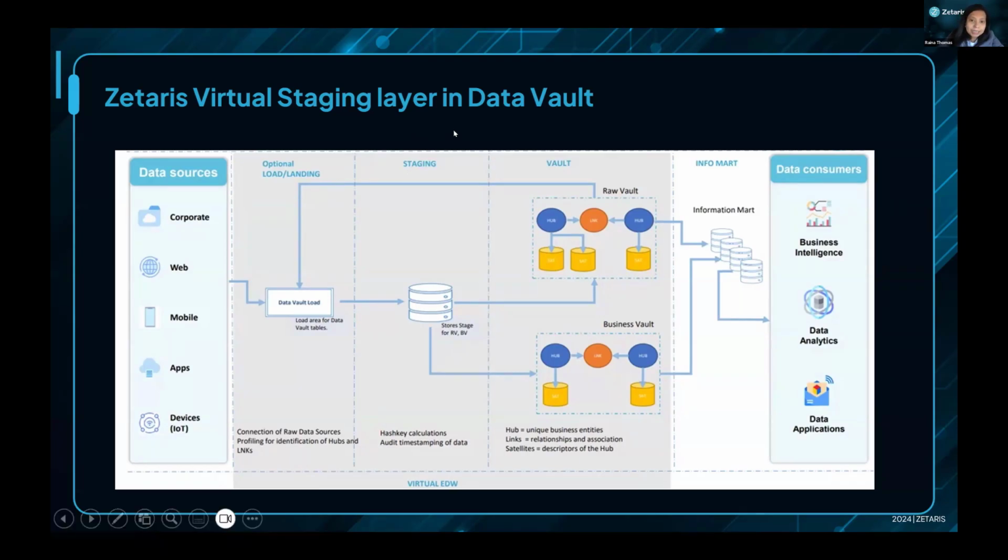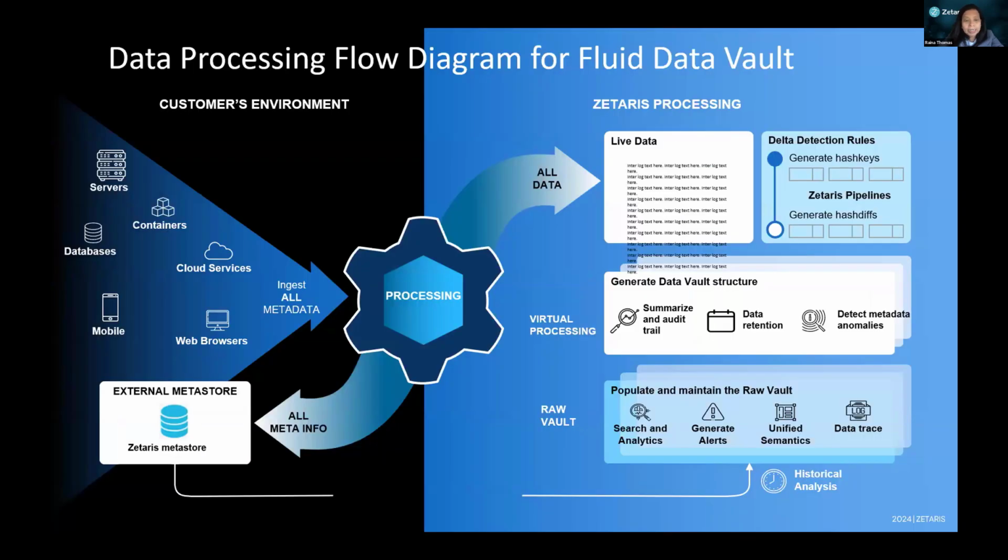But the whole concept basically is, let's try to avoid this area where we do the load landing and the staging in a physical layer. If we can do that in a virtual layer, it does improve the speed and the repeatability of how much we can connect to our raw vault. So that's the whole idea. This is the entire flow.